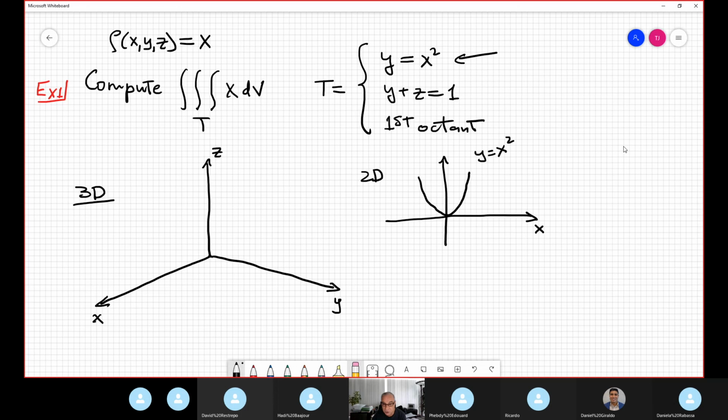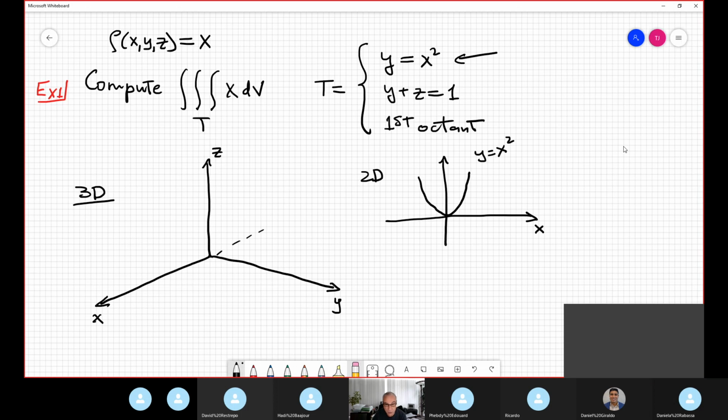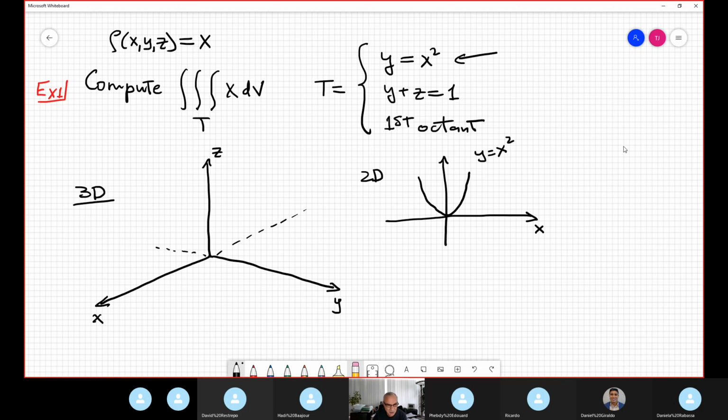But in 3D, how do you see it? Because my question was surface, not curve. What kind of surface is it? What kind? Is it a plane? No. What plane? Plane is when it's linear, not a square. What happened, guys? The best students don't know anything about surface.